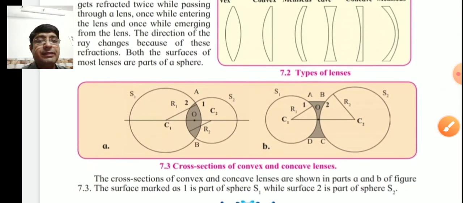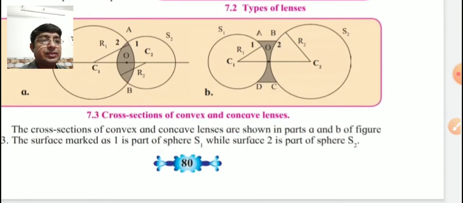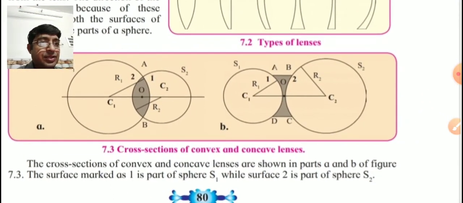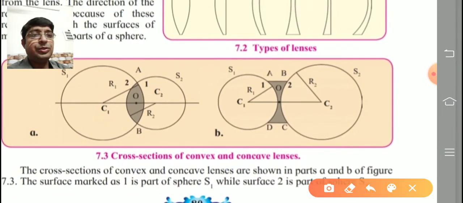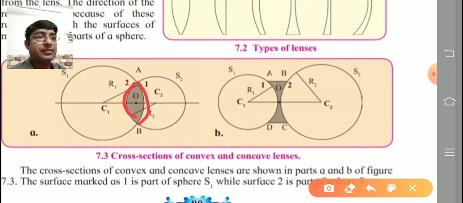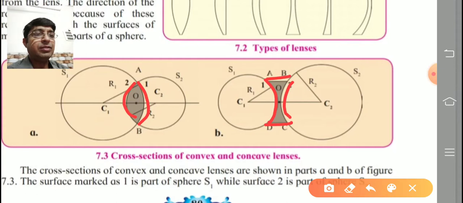Now the next concept we learn here. Now see that, figures are given. So both the surfaces of lenses are two parts of a sphere in the case of any type, concave or convex.